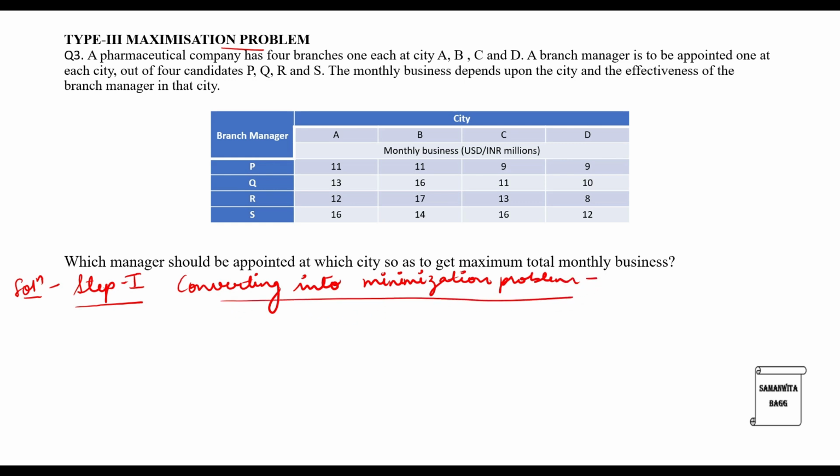So how do we convert this into minimization problem? We will first have to figure out amongst all the numbers given which is the maximum value. So if you check, the 17 is the maximum value. You will subtract each number from 17 and place it at its position. So I first make the table.